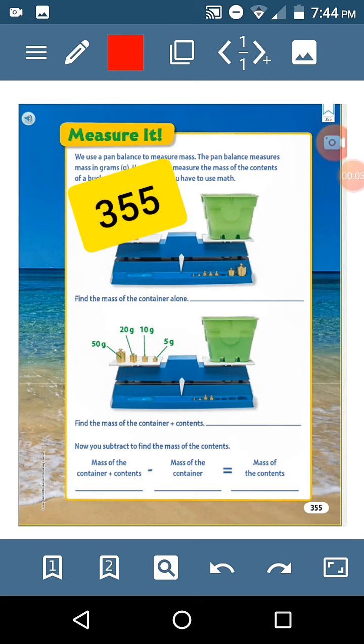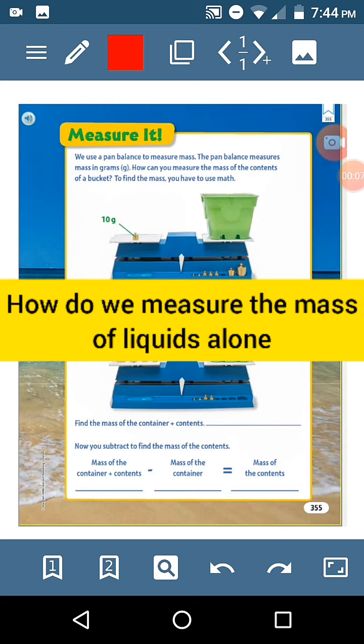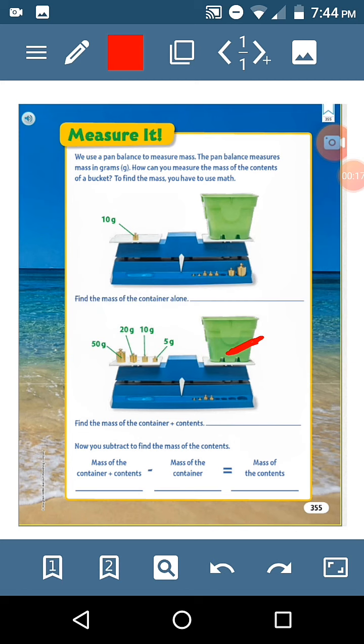Okay, guys, in your book on page 355, how can I find the mass of the liquid alone? Of the what? Of the liquid. How can I measure the mass of the liquid? Excuse me, we cannot put the liquid on a pan balance. It would flow off, right? That's why we have to put it in the bucket.